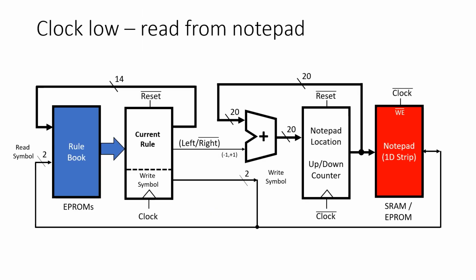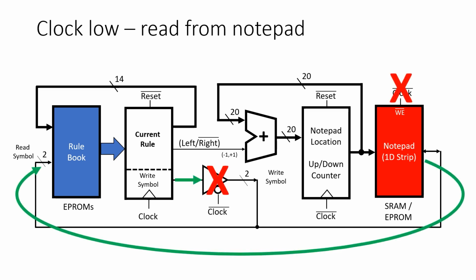I'm going to add 2 buffers to the write symbol pathway, although we just generally draw it as a single buffer. But there are 2 there because there are 2 wires in the bus. What happens now when clock's low and we're reading from the notepad is that the write symbol is blocked by this buffer and the notepad's the only device talking to this symbol bus.